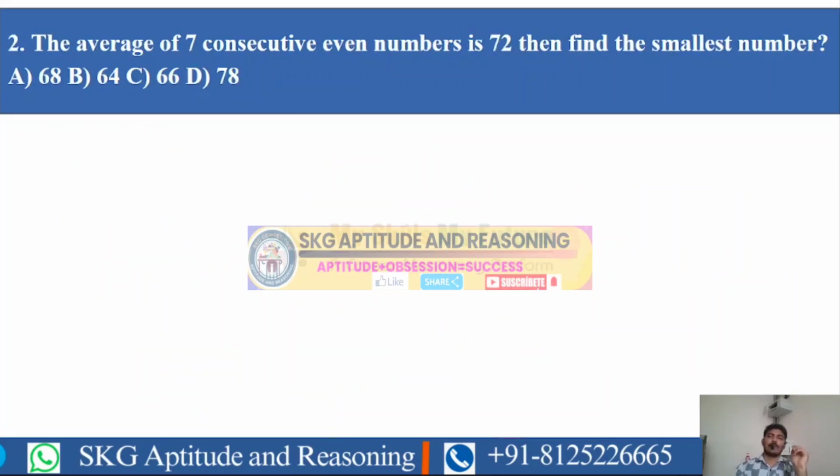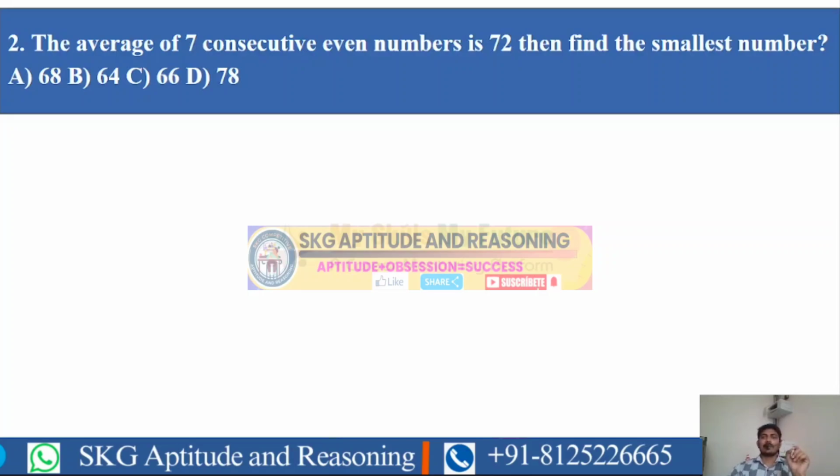This is the first problem in today's session. The question is: the average of 7 consecutive even numbers is 72, then find the smallest number. When you read this question, you need to recall the points we discussed in the introduction. When consecutive even numbers are given, you need to remember that the difference between consecutive even numbers is 2, and the difference between consecutive odd numbers is also 2.